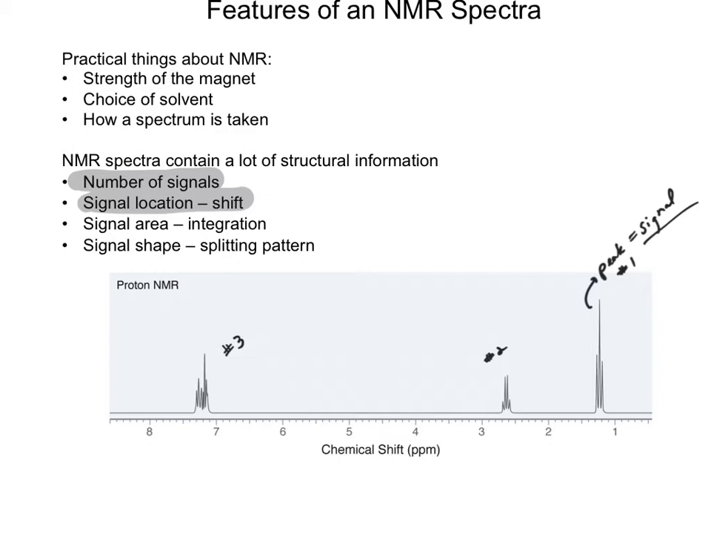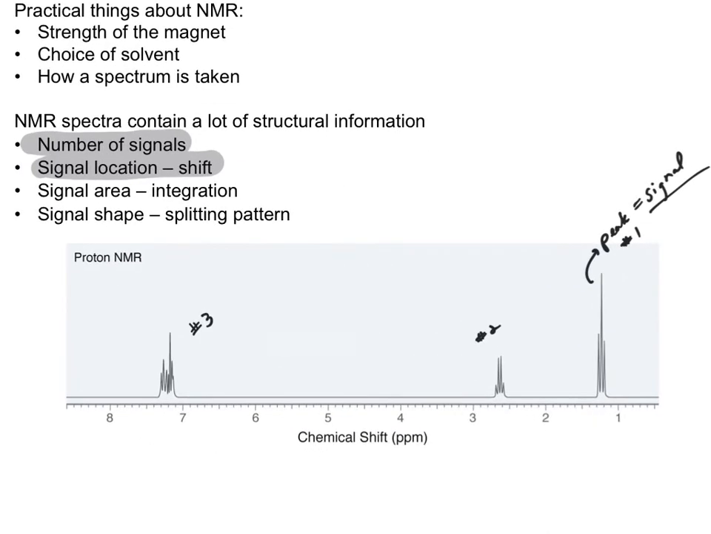The second thing we're going to talk about is why they're located where they're at, right? This is what we talk about in terms of chemical shift. The third thing is the area under the signal, what I call the integration. If I were to go through for this signal, for example, and integrate under our little curve here, I would actually be able to tell the number of protons that give rise to that signal. So that's what I mean by integration.